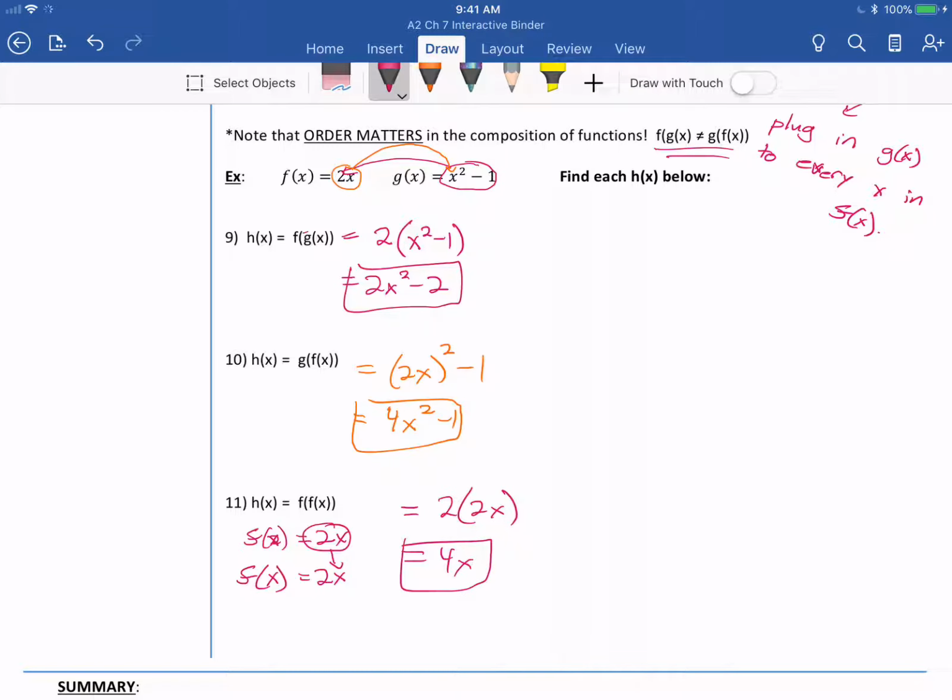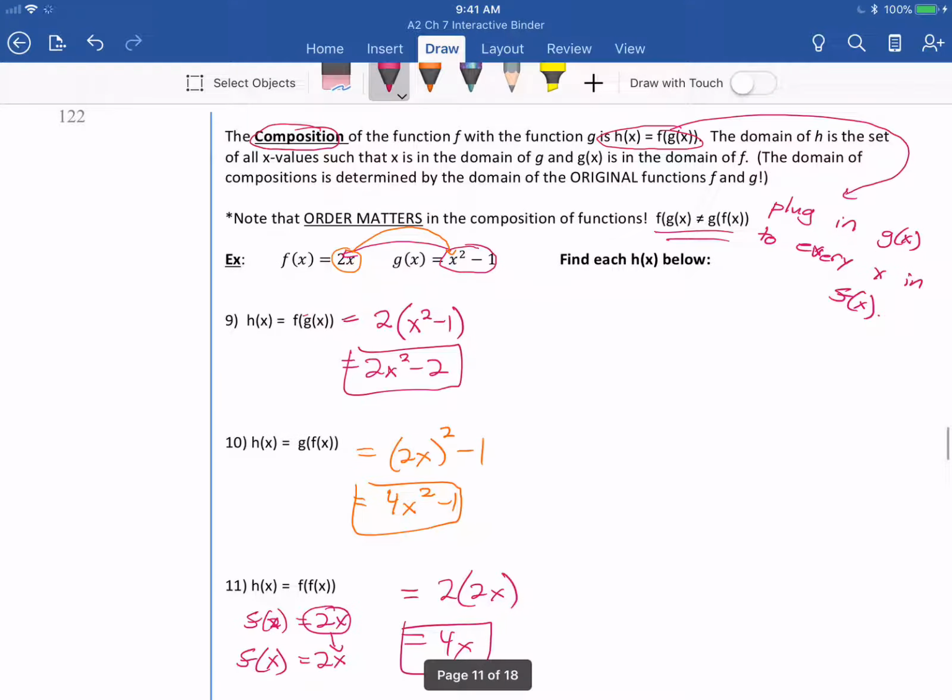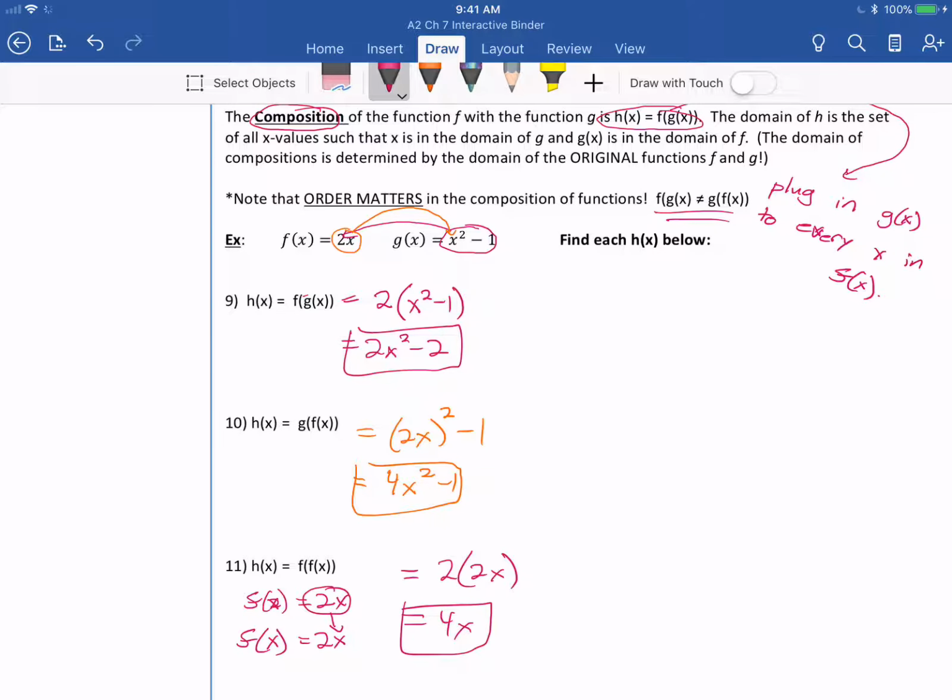All right, so compositions are new. You guys haven't seen something like that before, but you're taking whatever's the innermost one and plugging that in for all of your x's in the outermost one. All right, so compositions, we'll do a lot of examples like those in class.